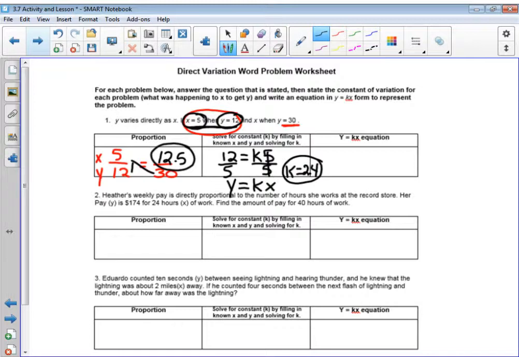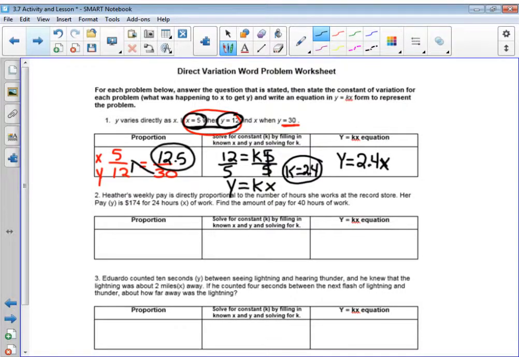And then the third box asks us to write that equation. So we're going to substitute in our 2.4 where k is in the equation. We're going to leave y and x as they are. So y equals, our k is 2.4 times x. Okay, and this is what we would be using if they wanted us to graph out that equation. We could go through and pick different x's and solve for y. But we know that it is directly varying by 2.4 every single time we have a different x.